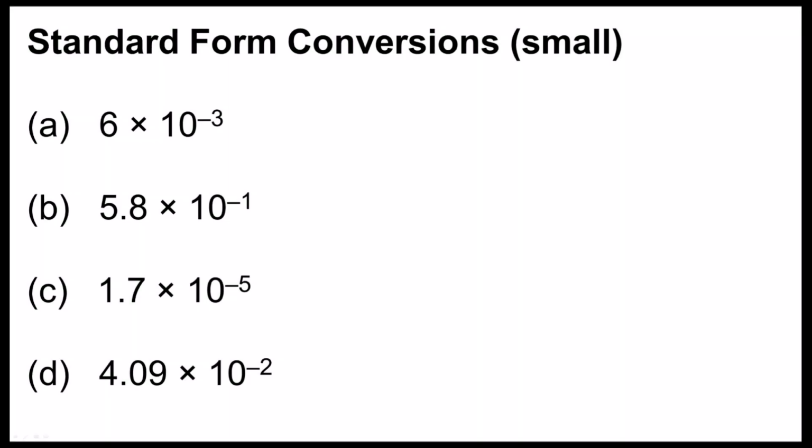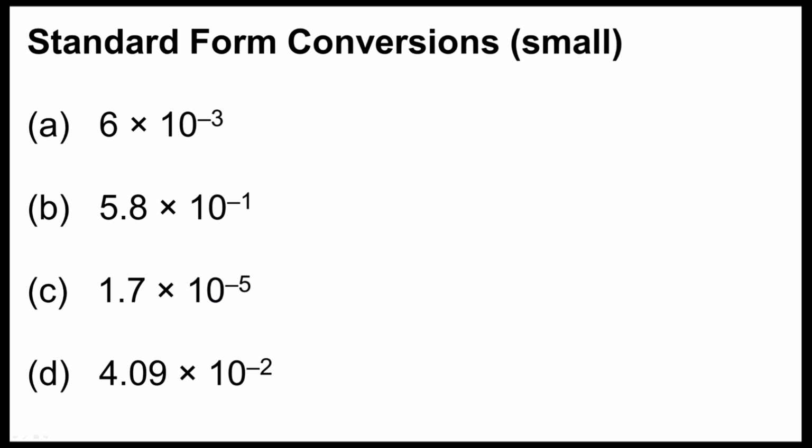In this video, we're going to have a look at converting numbers which are written in standard form back into ordinary numbers. Specifically, we're going to have a look at converting small numbers. These are the ones where our answers are less than 1 and typically have lots of zeros at the front, so 0 point something.